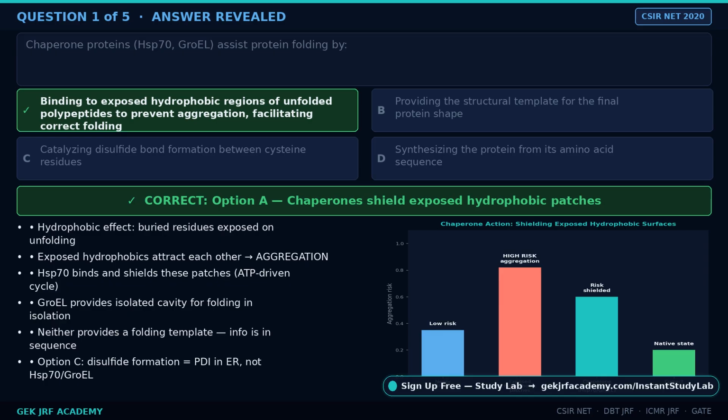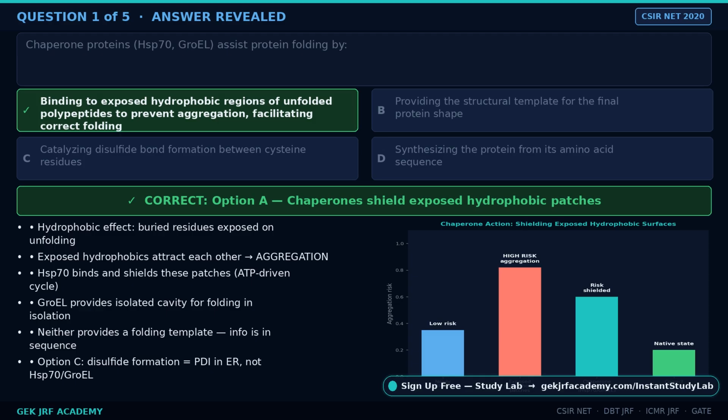When a protein unfolds, its hydrophobic amino acid side chains, which are normally buried inside the protein core, become exposed to water. Hydrophobic exposure in an aqueous environment is thermodynamically unfavorable. If many unfolded proteins are present simultaneously in the crowded cellular environment, these exposed hydrophobic patches will attract each other and stick together, causing aggregation rather than correct folding.